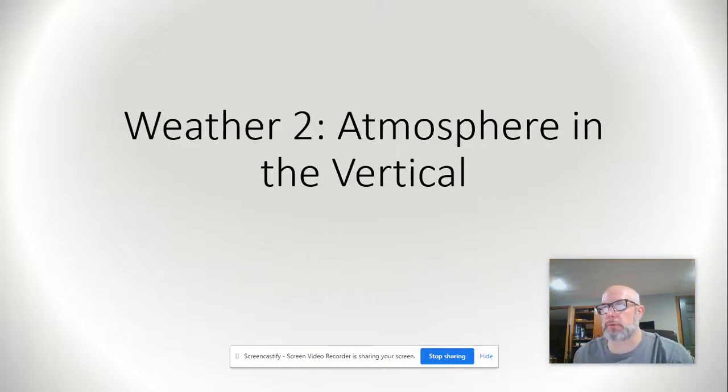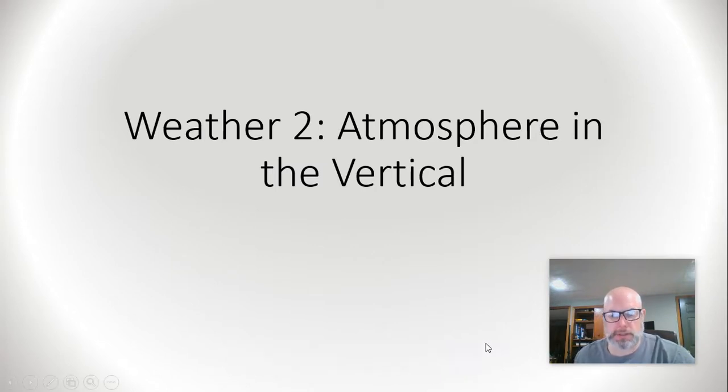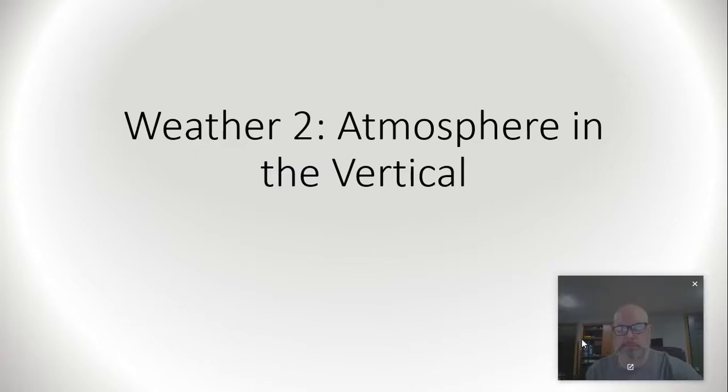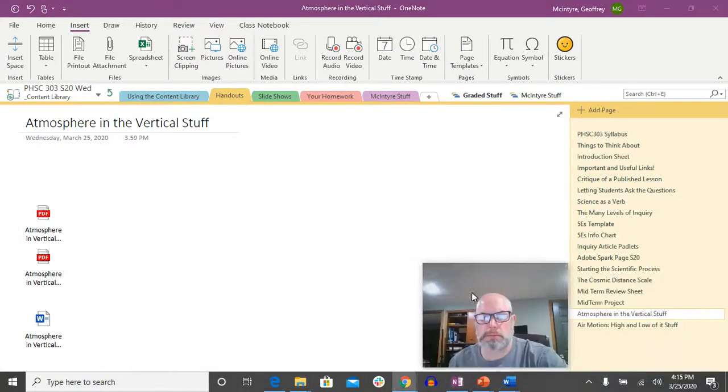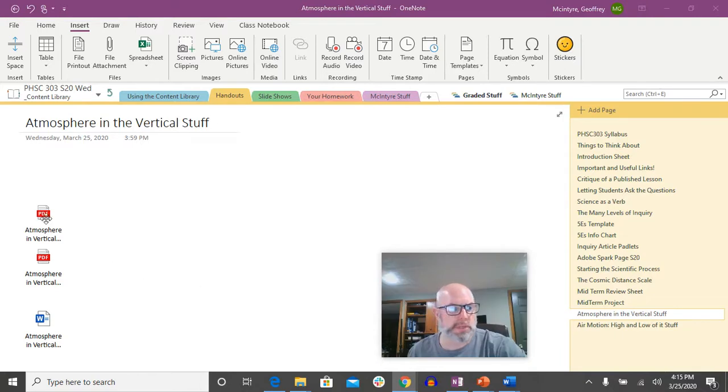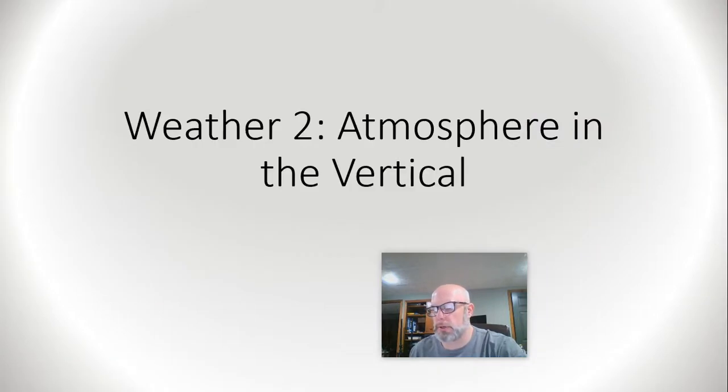Hello. So here we are for weather to atmosphere in the vertical. Let's get that out of there this time. So we'll make this should be short. When you go to the OneNote, here's where it'll be. Right there, atmosphere in the vertical. And there's page 1, page 2, and page 3. Page 3 is the STUVI, what it's called, the diagram, where you're actually going to be graphing. When you open them, then it looks like this.